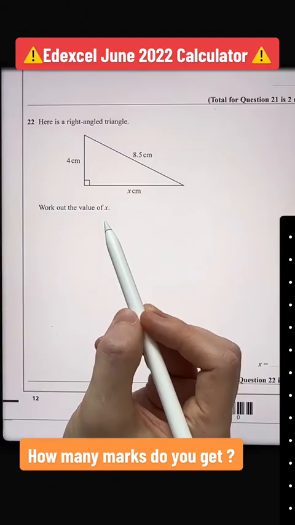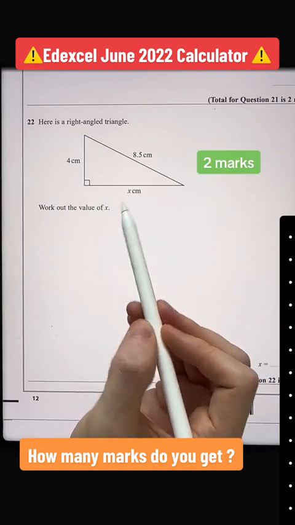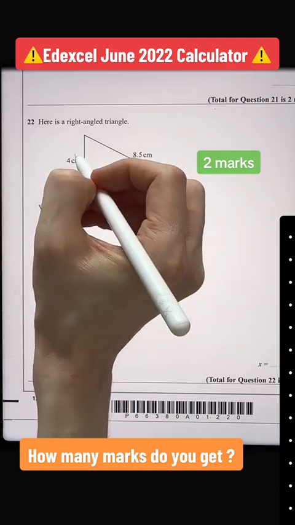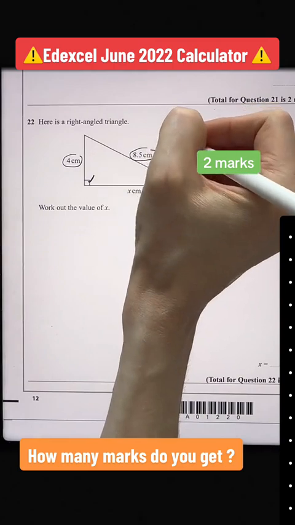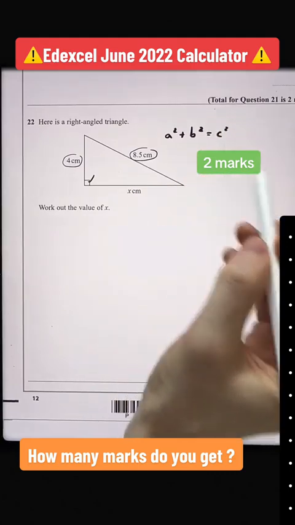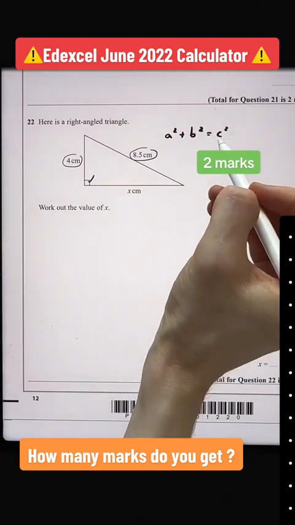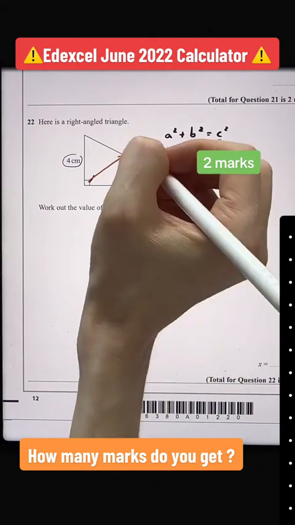Here is a right angle triangle. Work out the value of x. Well, here we can see x is a length. If we're finding a length in a right angle triangle and we're given two sides in order to work out the missing length, we can always apply Pythagoras' theorem, which is a squared plus b squared equals c squared. The only important letter in Pythagoras is letter c, and c is always the longest side, called the hypotenuse, which is always directly opposite the right angle.